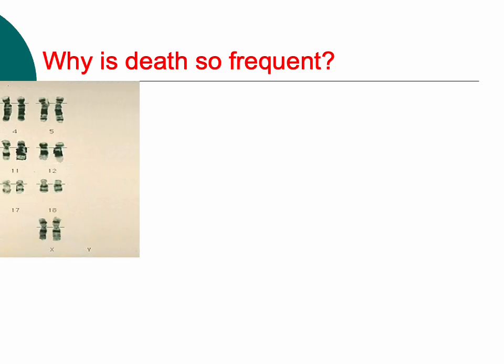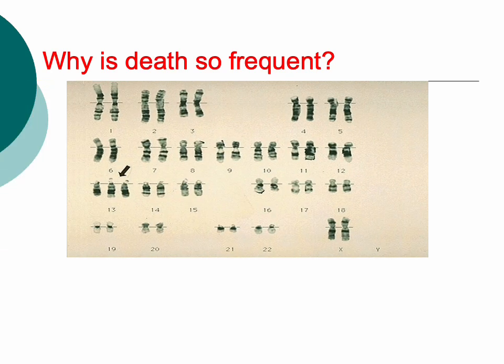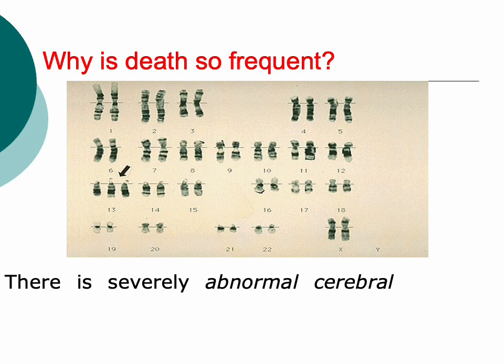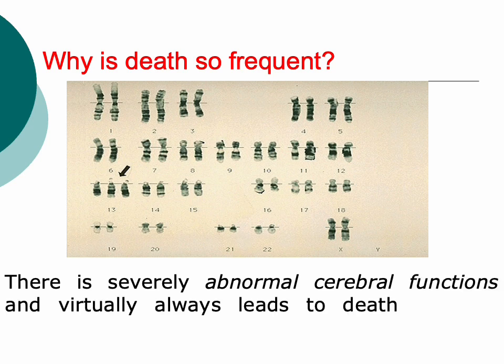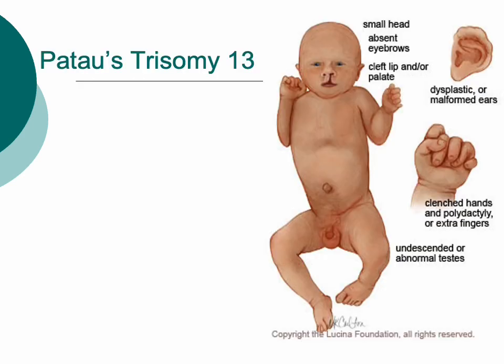Why is death so frequent in Patau syndrome? There's severely abnormal cerebral function that virtually always leads to death in early pregnancy. So that's the main reason why in Patau syndrome you have a lesser chance of survivability in contrast to Down syndrome. So again, for Patau syndrome, you have trisomy 13.